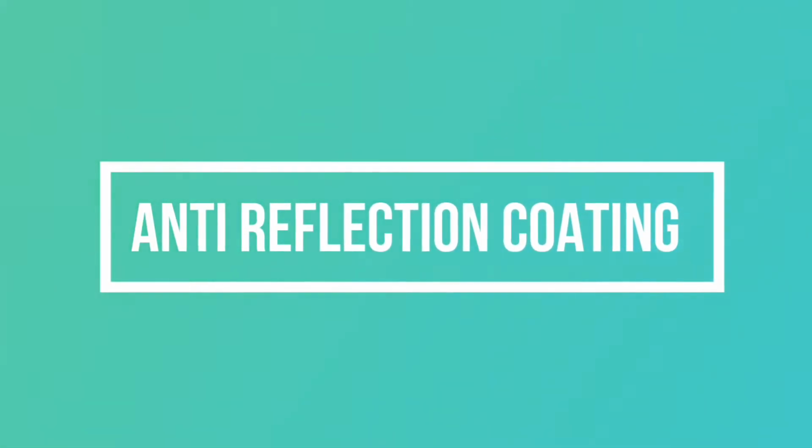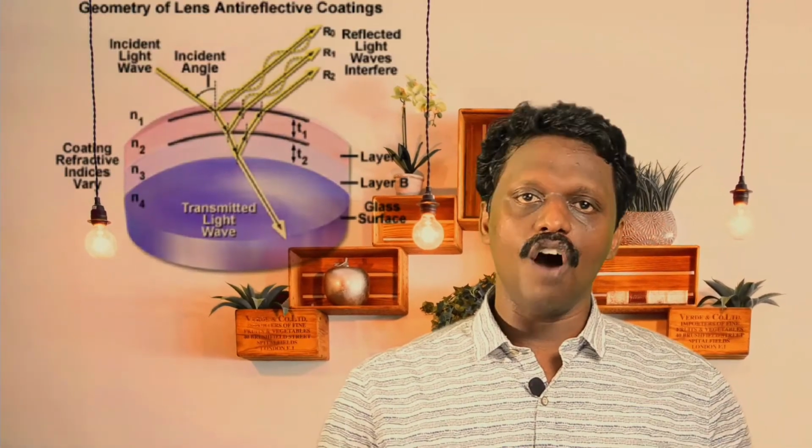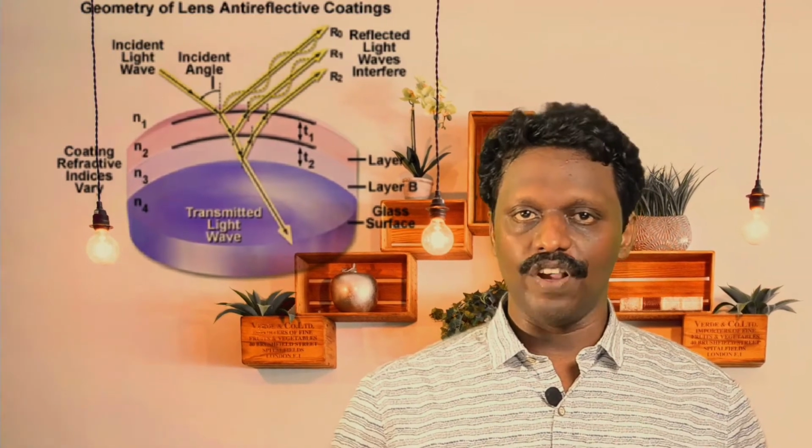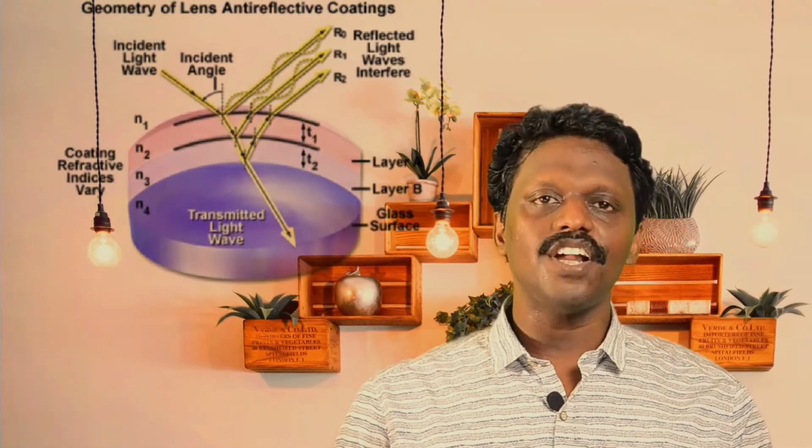Anti-reflection coatings. Thin film anti-reflection coatings greatly reduce the light loss in multi-element lenses by making use of phase changes and the dependence of reflectivity on index of refraction. A single quarter wavelength coating of optimum index can eliminate reflection at one wavelength. Multi-layer coatings can reduce the loss over the visible spectrum.